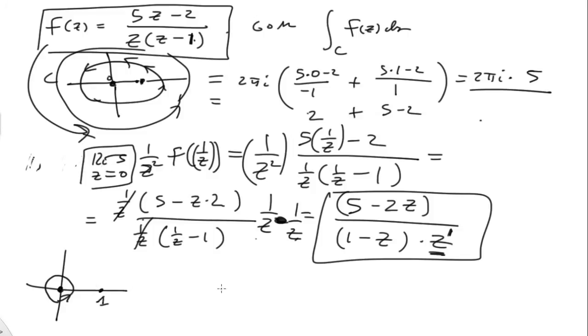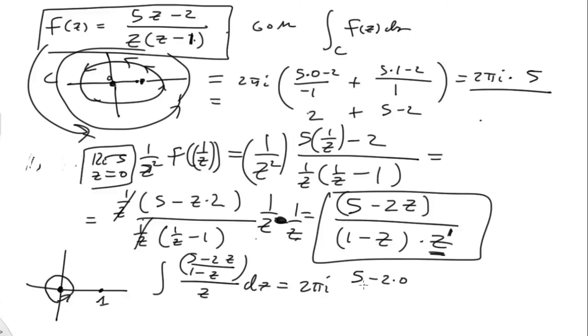Okay, so what I can do then is just compute the residue there using the old-fashioned technique of now going 5 minus 2z all over 1 minus z, all divided by z. This part of the function is analytic, and I can use the Cauchy integral formula to find that it's equal to 2 pi i, and then I just evaluate at 0. So that's going to be 5 minus 2 times 0 all over 1. And that gets us the same result as we had before, 2 pi i times 5.